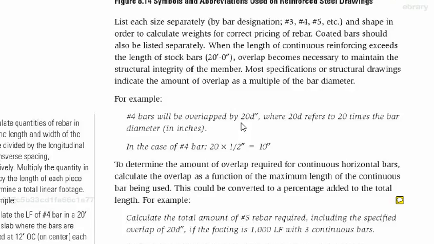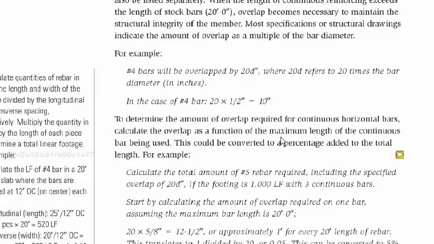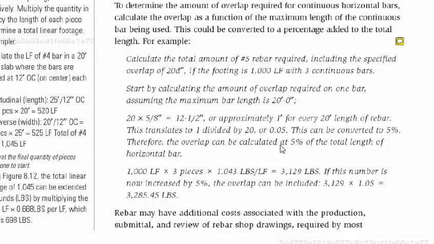So if you've got a number 4 bar, remember that's 4/8, or a 1/2 inch diameter. So if it's going to be 20D, it's 20 times a 1/2 inch, or you have an overlap of 10 inches. So each place where you bring bars together to make a longer length, you have to overlap them 10 inches. And so you have to calculate that. And this calculation shows you how you do that. Just remember that if you don't do the overlap, you're going to be short.